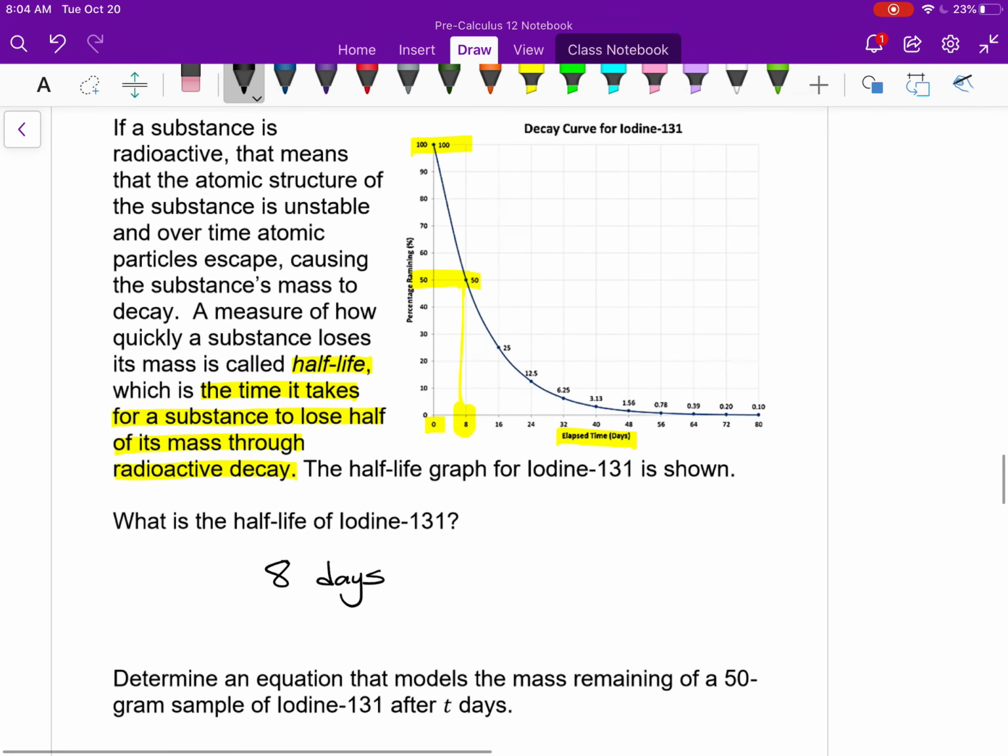And even if I started with 1,000 grams here, then this would be 500, and it would still take 8 days. So it doesn't actually matter what the initial mass was. The half-life is always going to be the same for a particular substance.